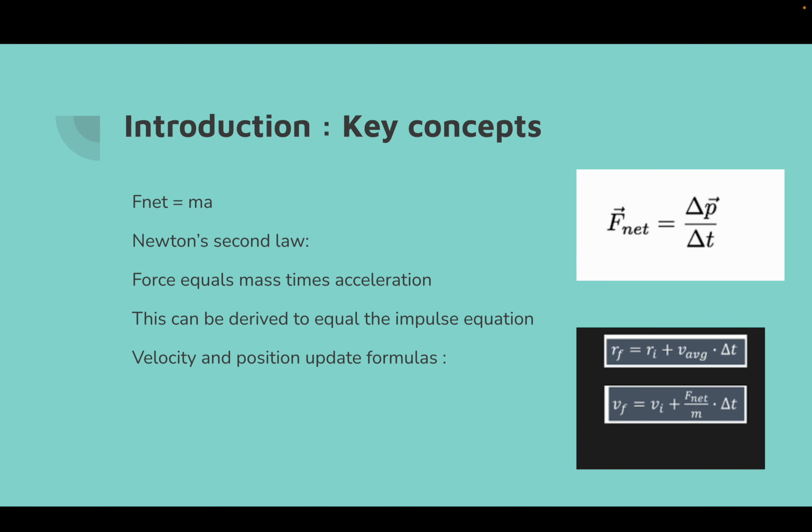Let's look at some key concepts. Something important is Newton's second law, or F net is equal to mass and acceleration, which is also equal to delta p over delta t, which is the impulse equation. What is also important is the velocity and position update formulas: r final equals r initial plus v average times delta t, and v final equals v initial plus F net over m times delta t.